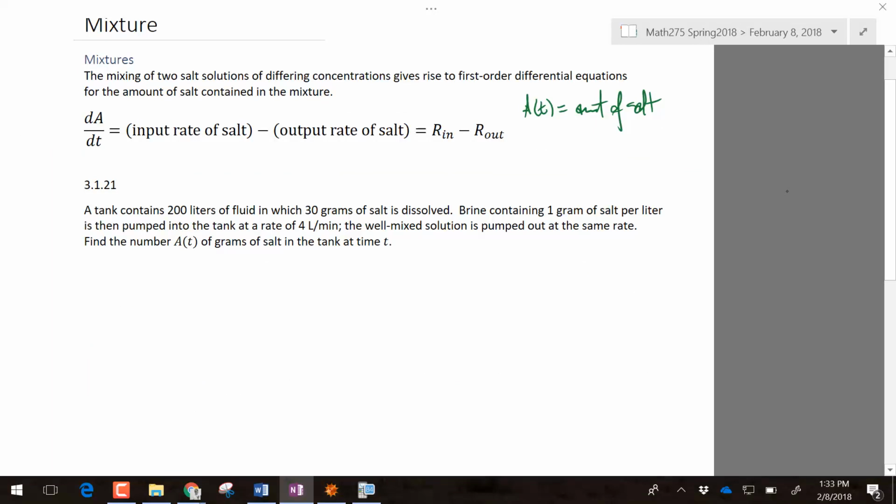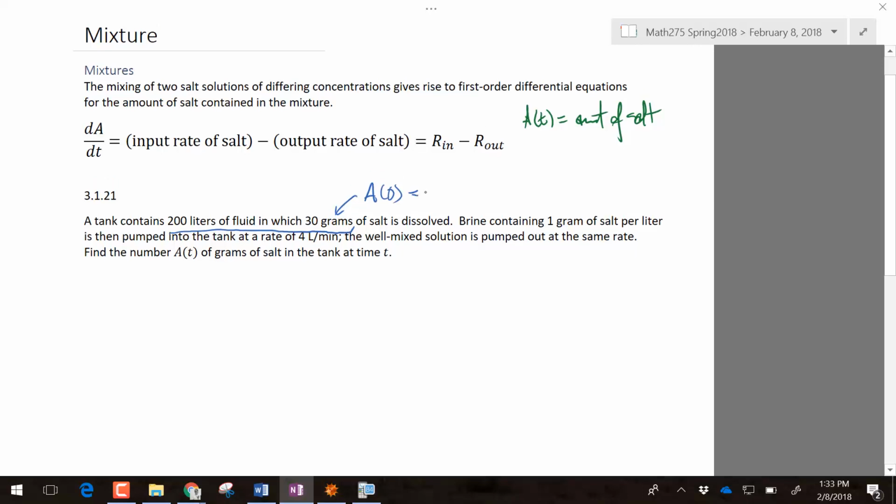So let's see the amount going in. First of all, in the beginning, we have 200 liters and then 30 grams of salt. So that's 30 grams of salt. That's your initial amount, A of 0. I don't know if that's needed in this problem, but that's the amount of salt that's in the tank in the beginning.